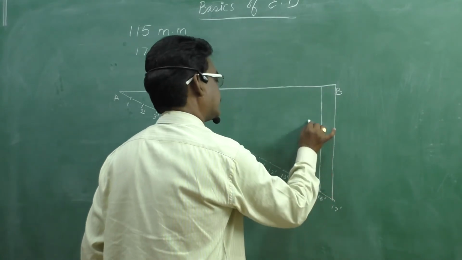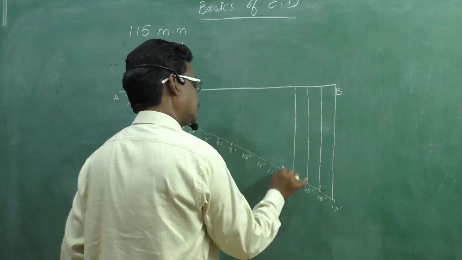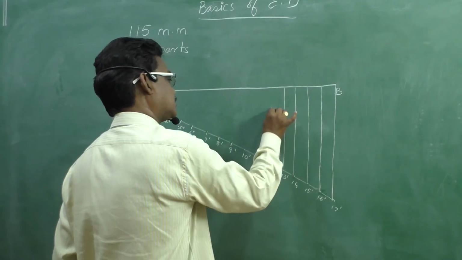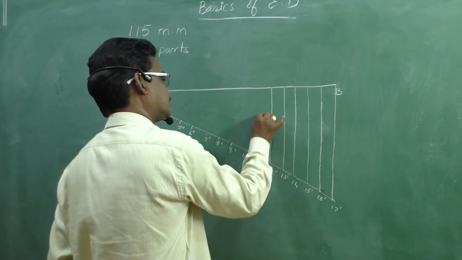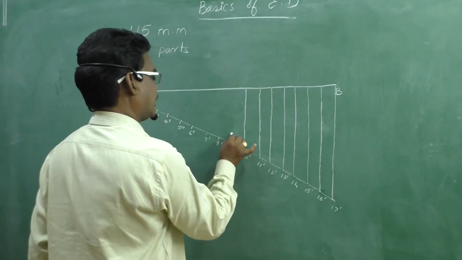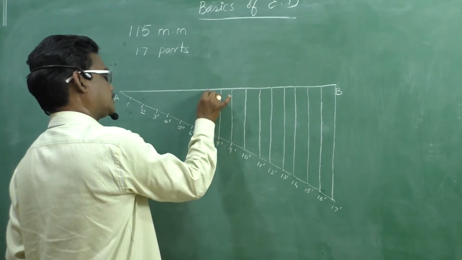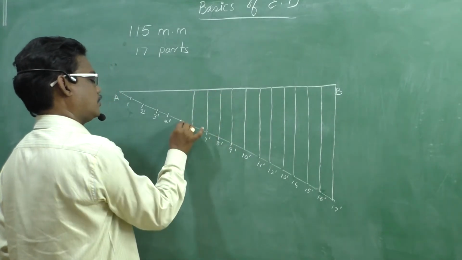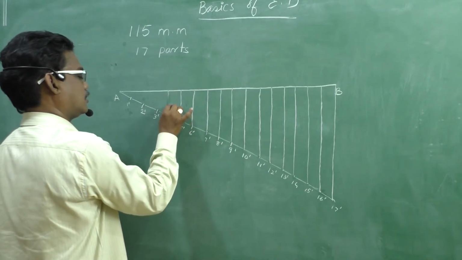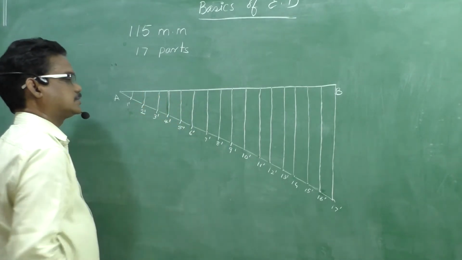15 dash, 14 dash, 13 dash, 12 dash, 11 dash, 10 dash, 9 dash, 8 dash, 7 dash, 6 dash, 5 dash, 4 dash, 3 dash, 2 dash, and 1 dash.